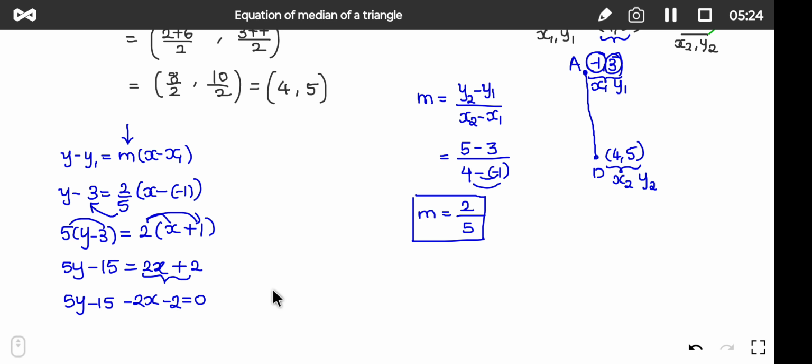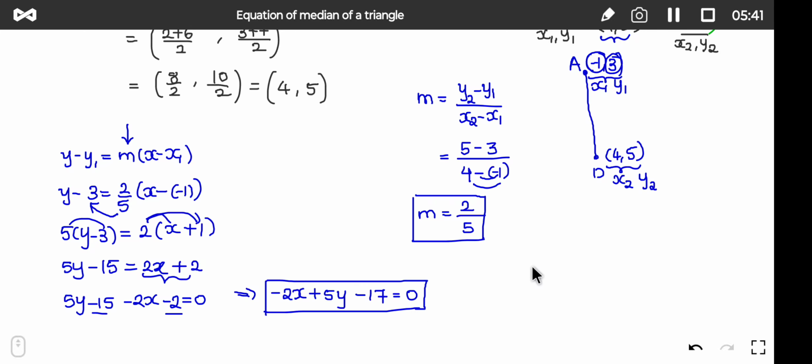So if you write down in the order minus 2x, then plus 5y, so minus 15 minus 2, which is minus 17, is equal to 0. So this is our required equation of median AD. Okay, look at one more example.